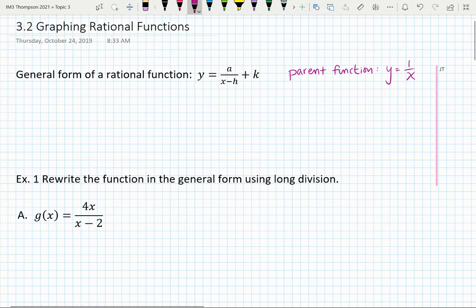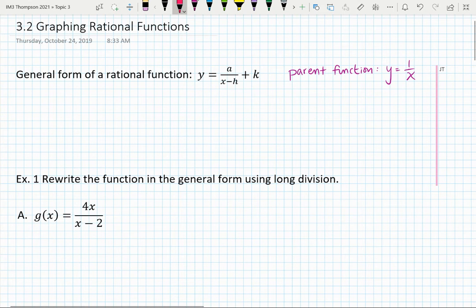Now we're mostly just going to use general form to talk about transformations. It's not a very convenient form for graphing. Well, it works okay for graphing.